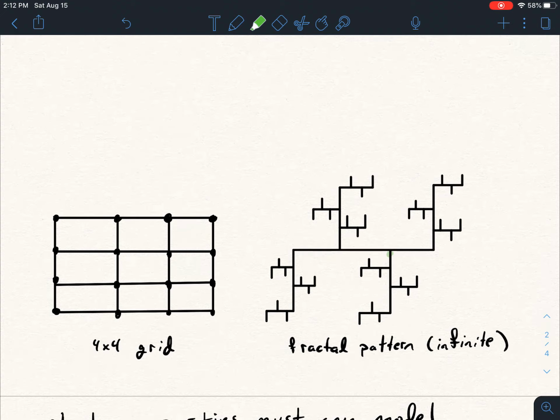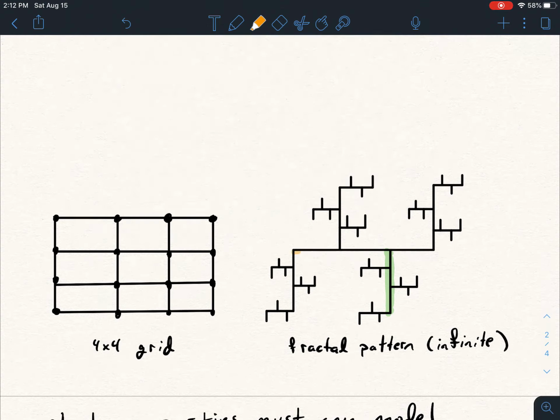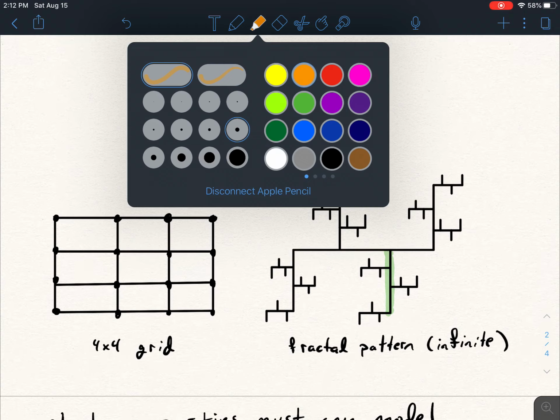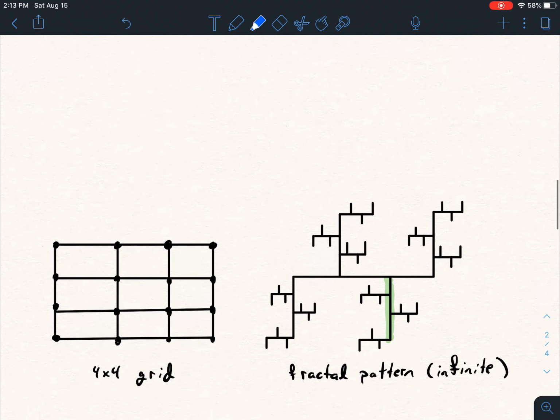Similarly, if I wanted to look at this line right here, what lines are not parallel to it? Well, this line is not parallel to it. So I have this orange line. And then there's this line right here, and this line right here, and this line right here. So well, those 4 lines intersect our green line. But otherwise, there are infinitely many other parallel lines to our green line. So yes, parallel lines exist, right?